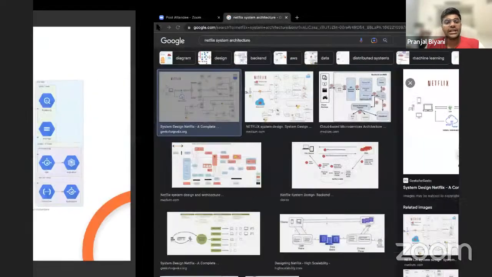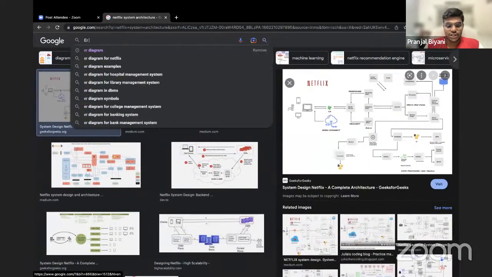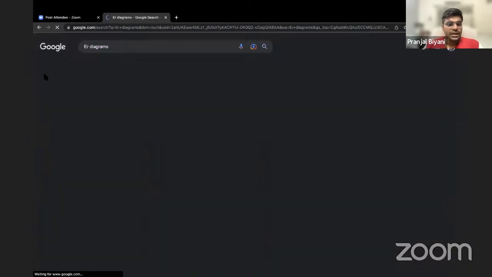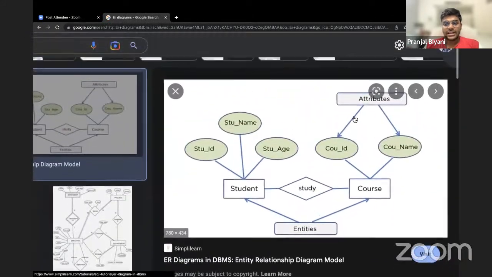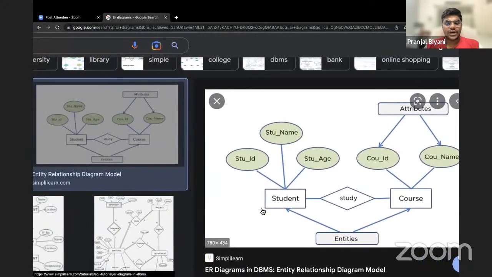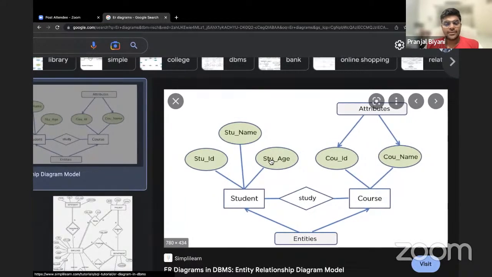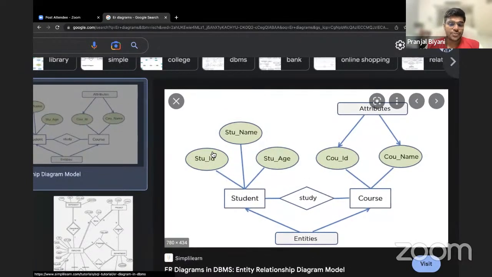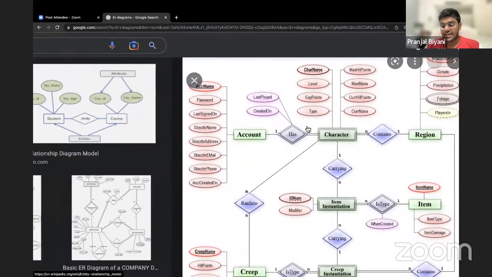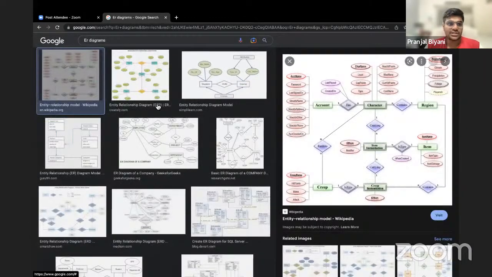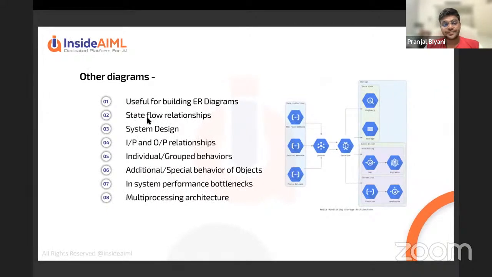If you want to look at what ER diagrams look like, you can just quickly do a Google search. ER diagrams look something like this. There are different entities. There are student and course. Student has student name, student age, student ID. Course has course ID, course name. And student is going to study course. So these are relationships between the different entities, and they can be very complicated for a larger database or very simple for a smaller database. So these diagrams are also very essential for software development.